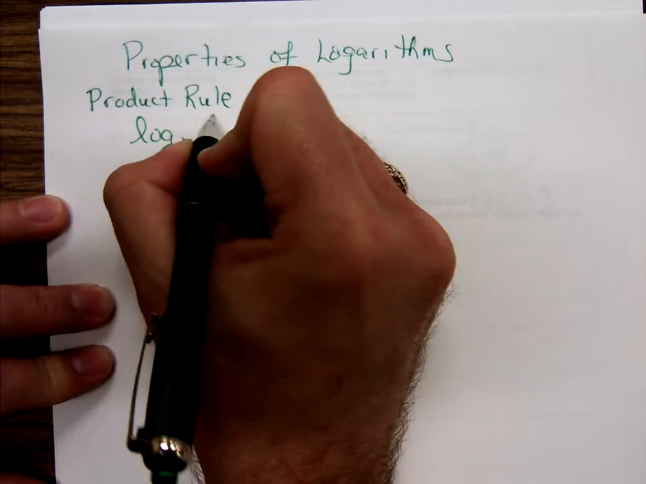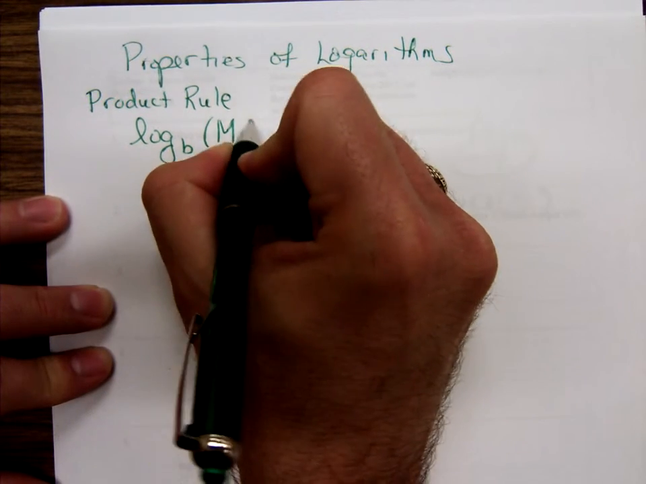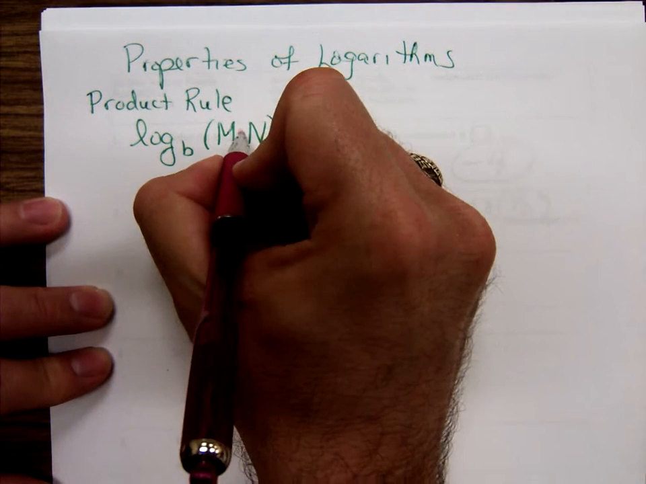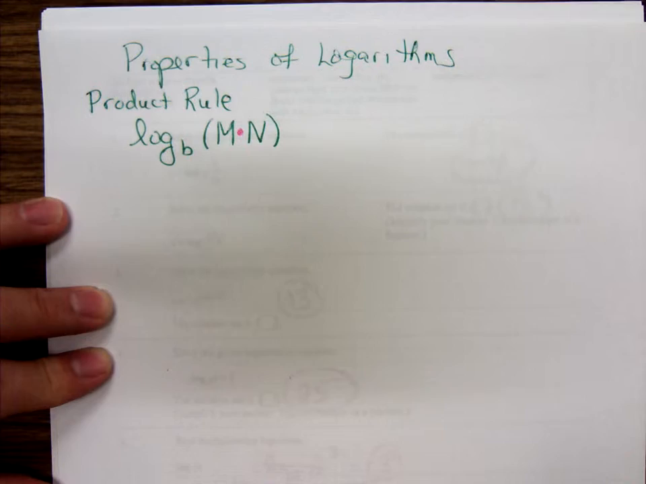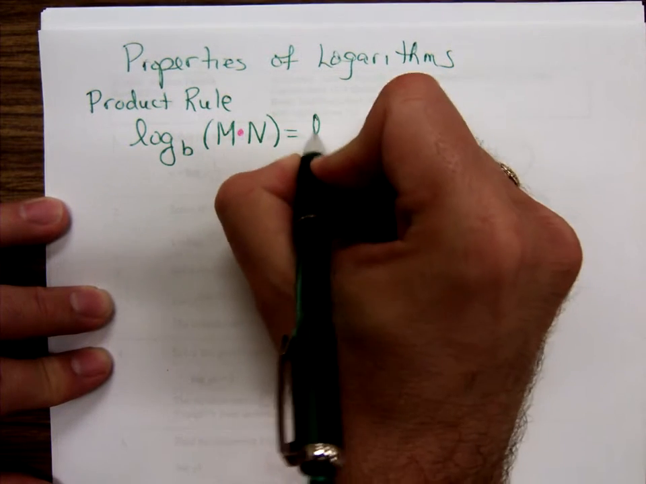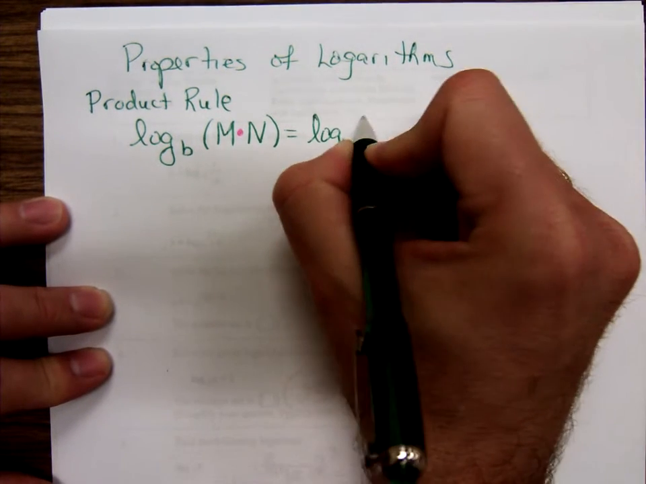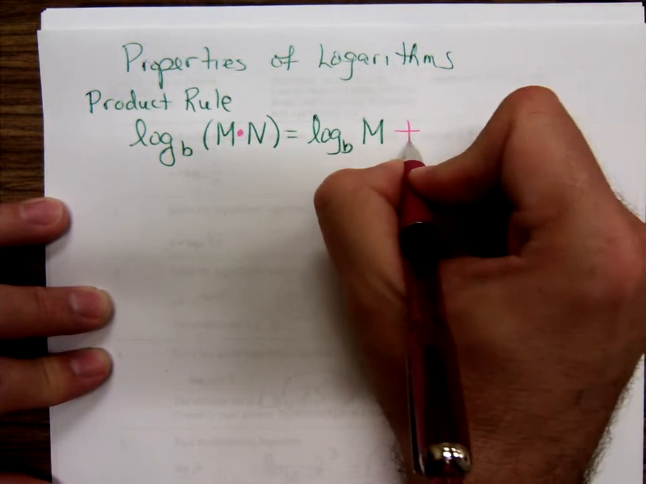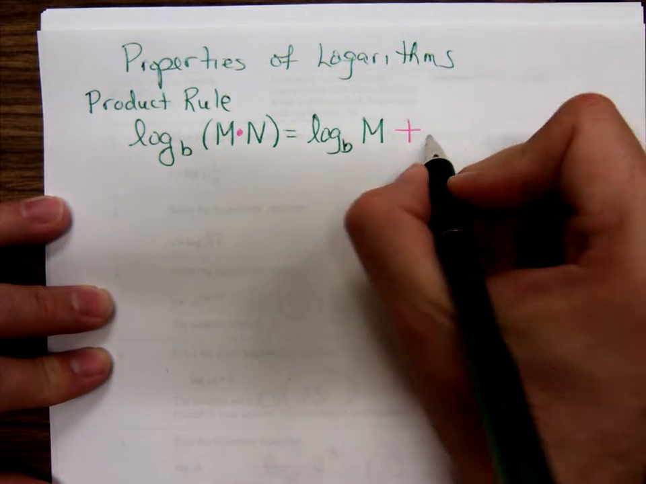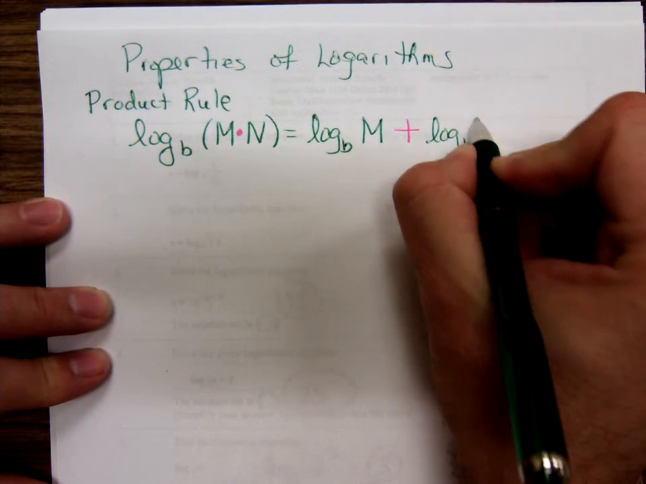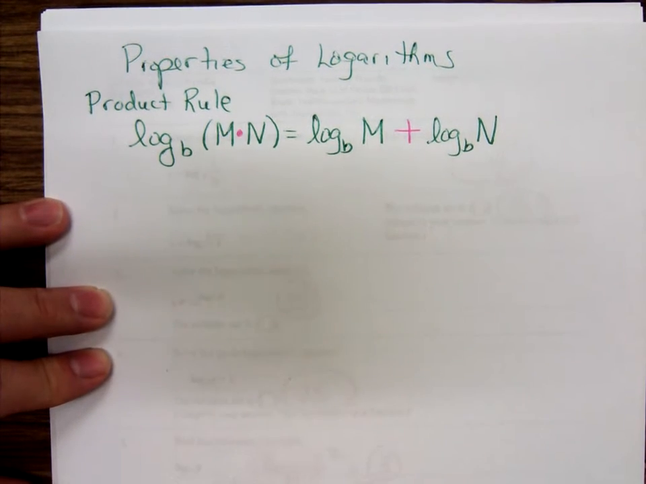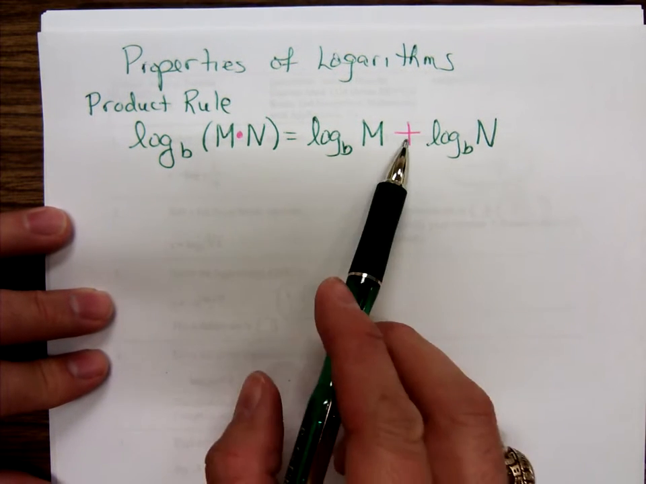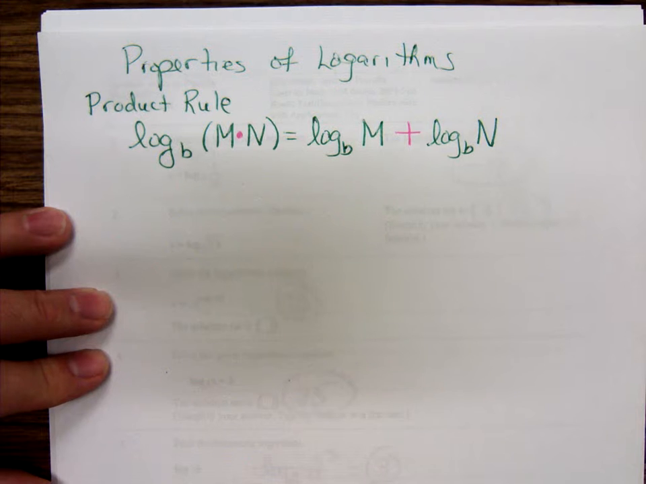Log base b of m times n. Let me put a little dot in between here to emphasize multiplication. That's log base b of m plus log base b of n. So we have the log of a product. We can write it as the sum of two logarithms.